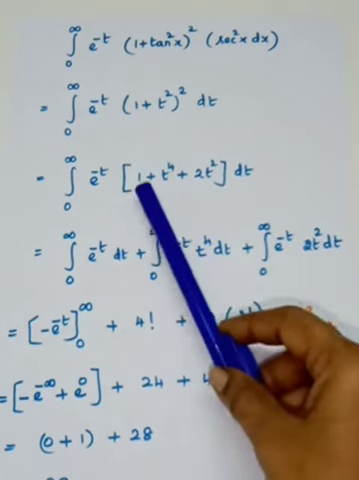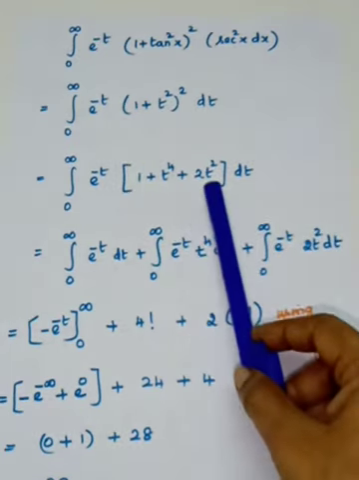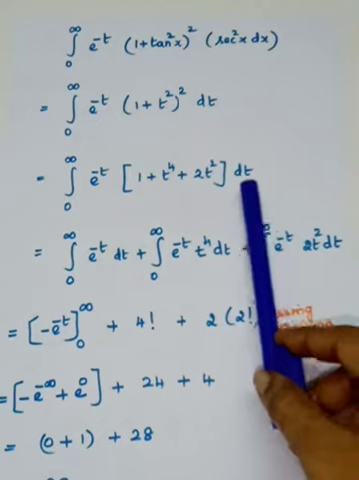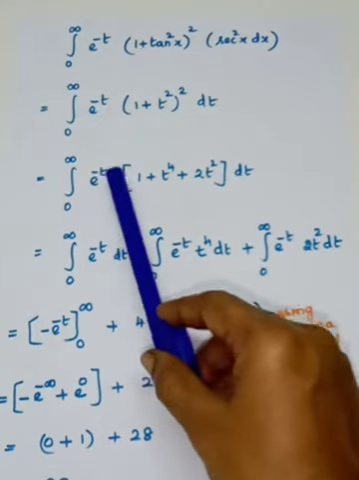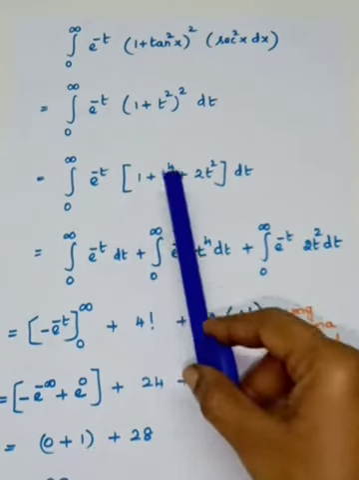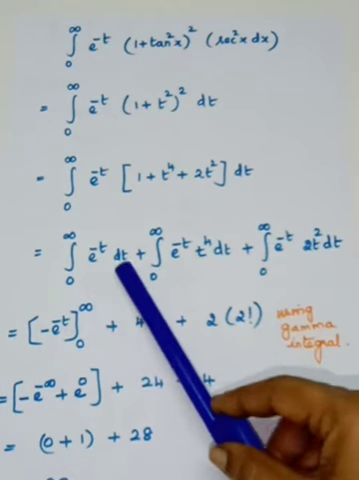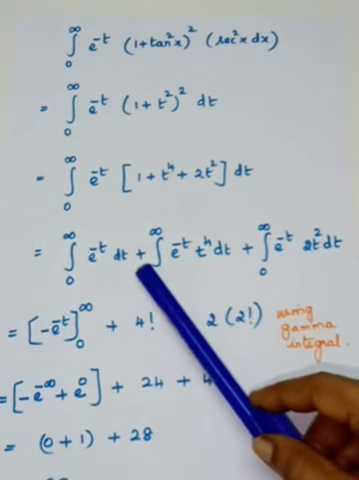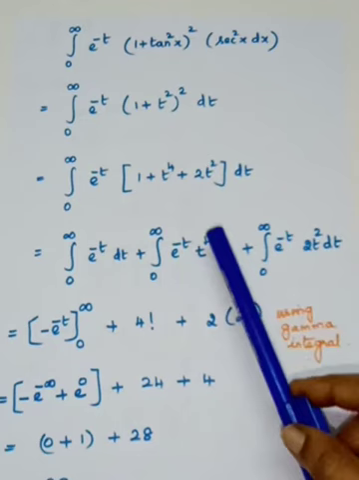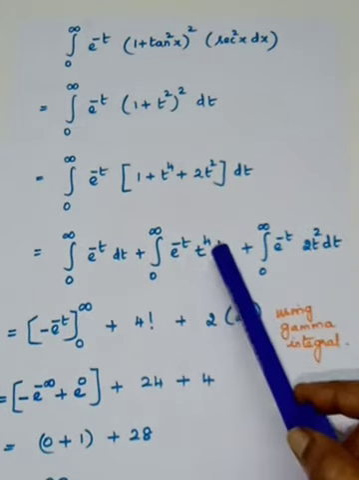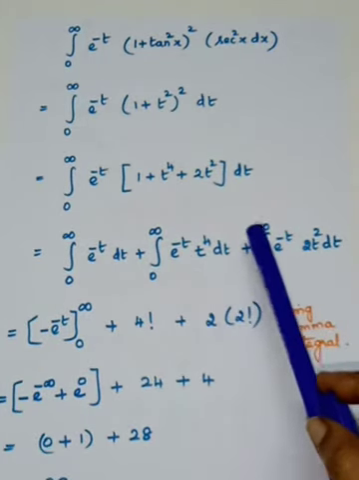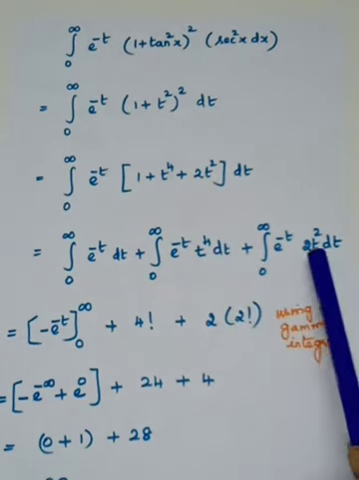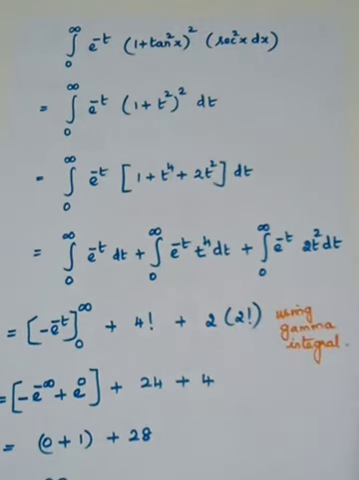So a squared plus b squared plus 2ab into dt. If you multiply e power minus t into 1, it is e power minus t dt. So we have written it as separate integrals: plus t power 4 into e power minus t into dt, plus integral 0 to infinity 2t squared into e power minus t into dt.